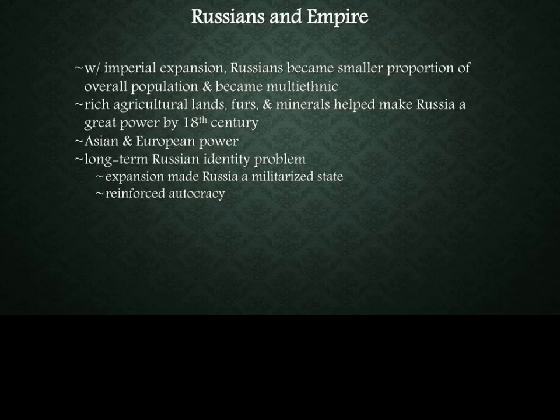All right, Russians and empire. With imperial expansion, the Russians became a smaller proportion of the overall population. Even though they outnumbered most of the natives in certain areas, they really became a smaller proportion of the entire overall population. They had rich agricultural lands, especially in the south, right where the Ukraine is, and in those grasslands, furs, minerals, and that helped to make Russia a great power by the 18th century.